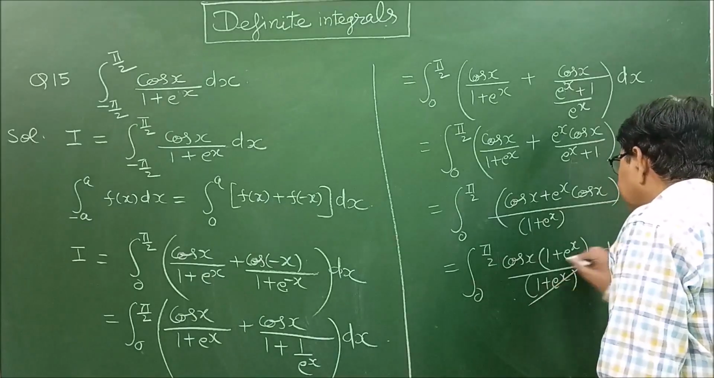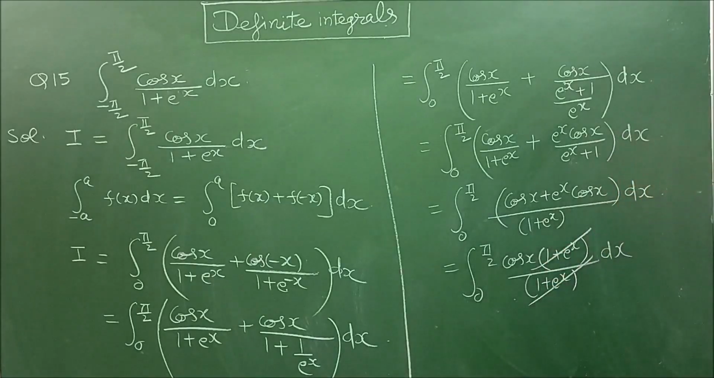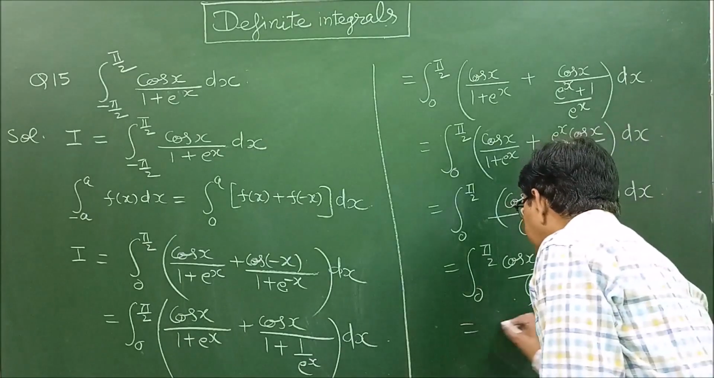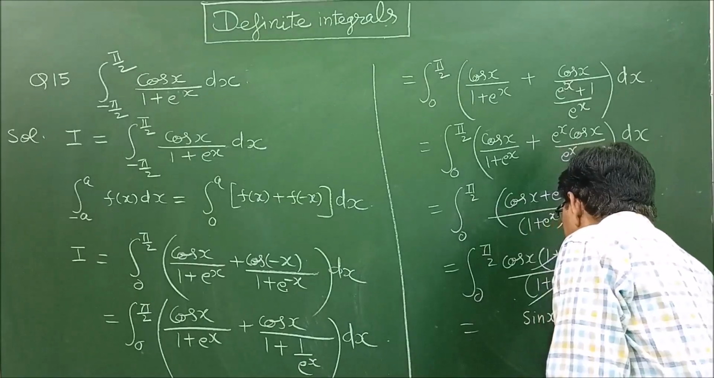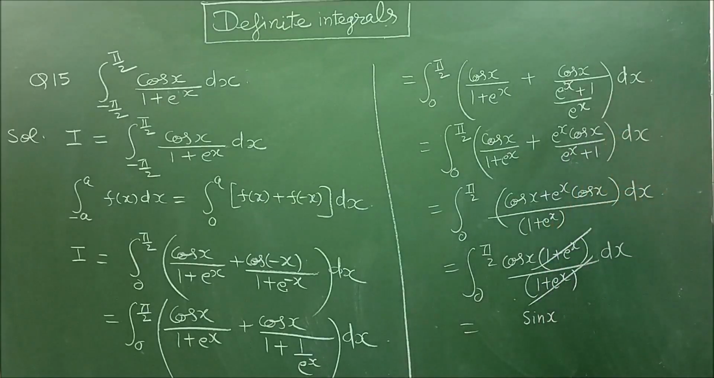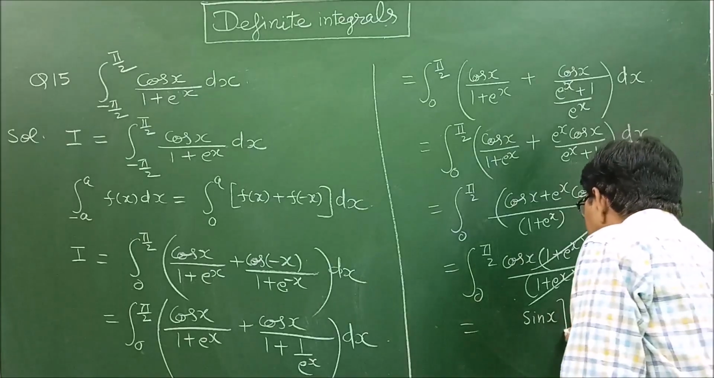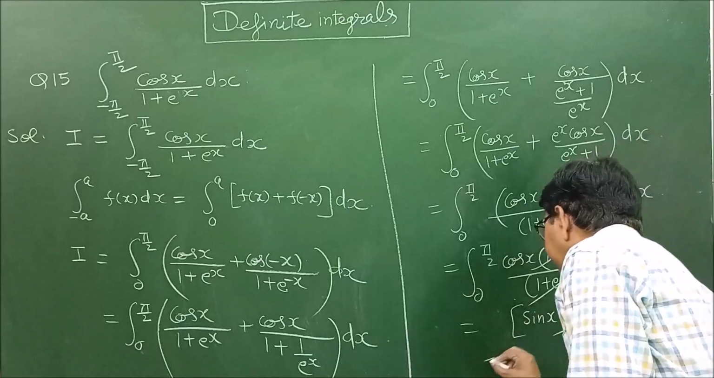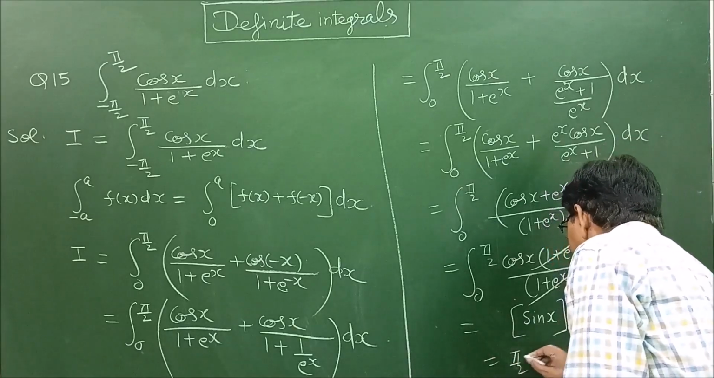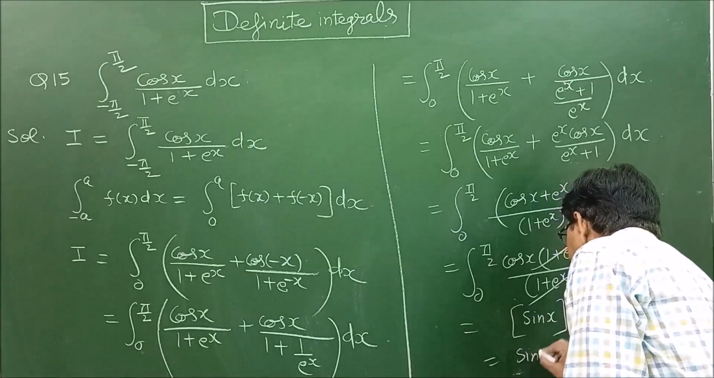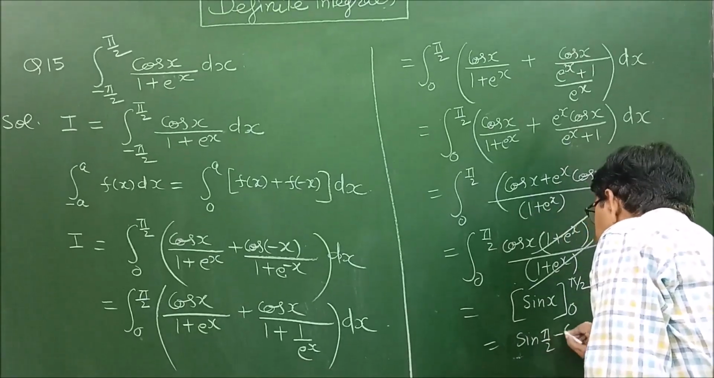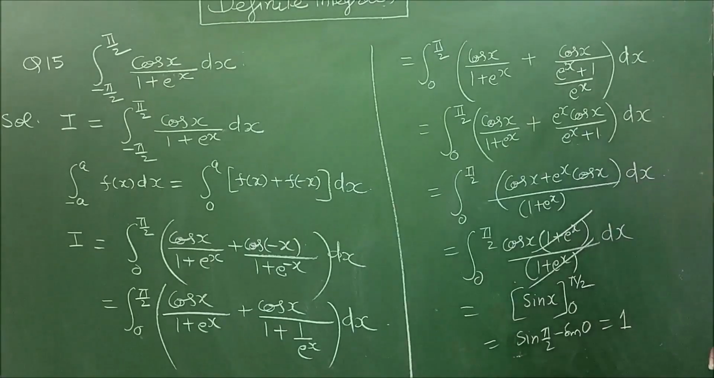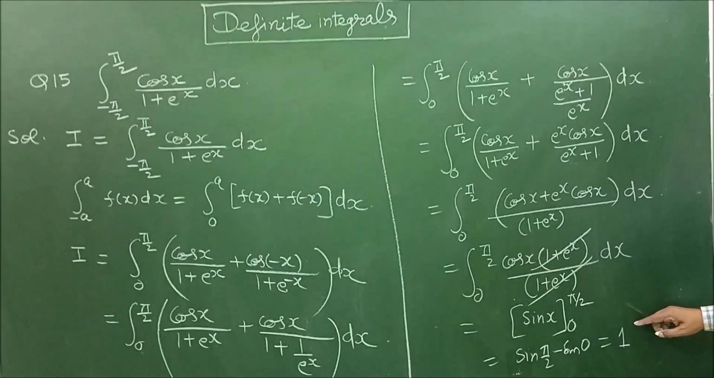1 plus e^x and 1 plus e^x cancel, and now integration of cos x is sin x from 0 to pi by 2. Applying the limits, sin of pi by 2 minus sin 0, which is equal to 1. So the final answer of the question is equal to 1.